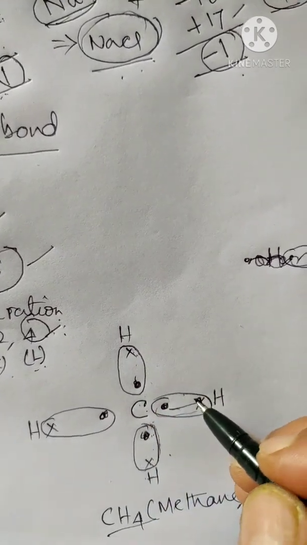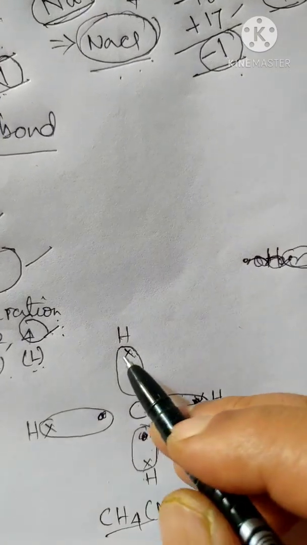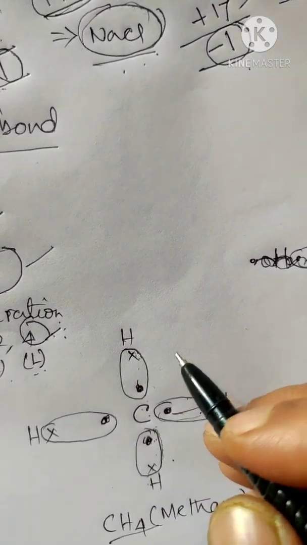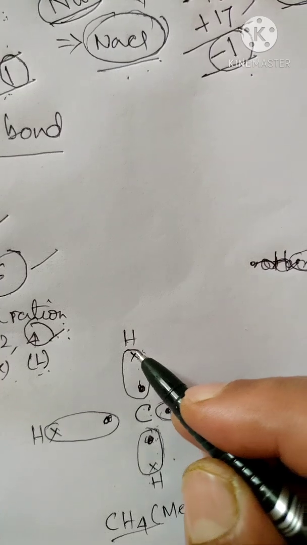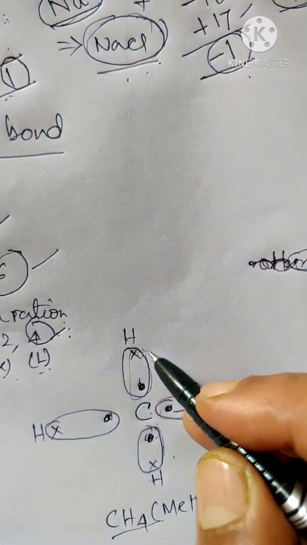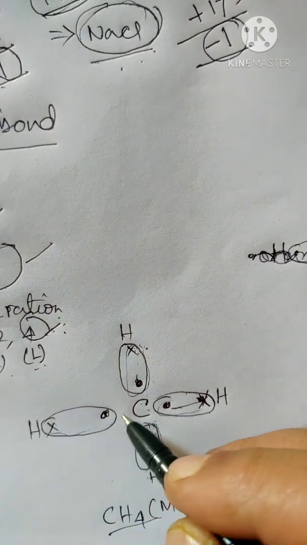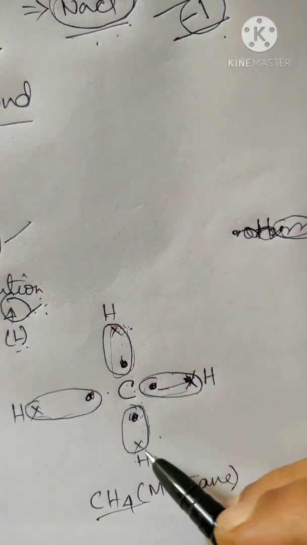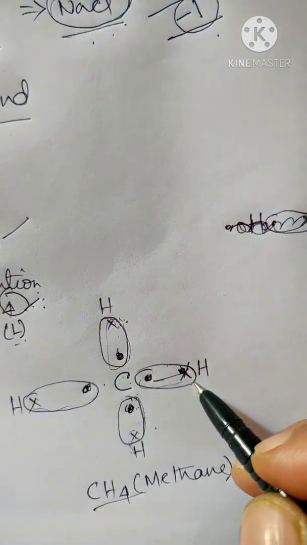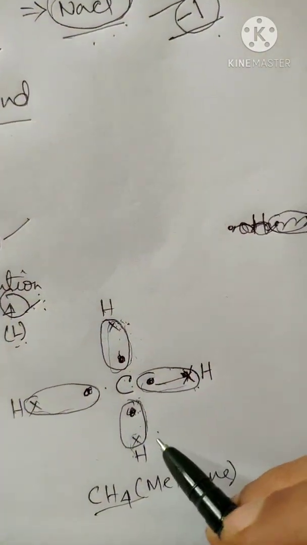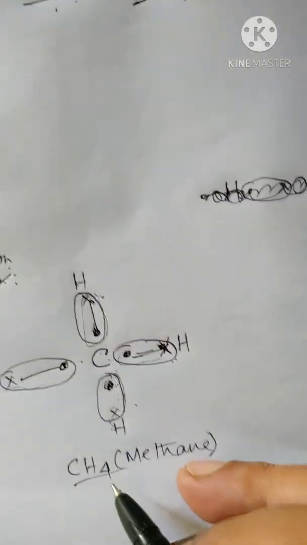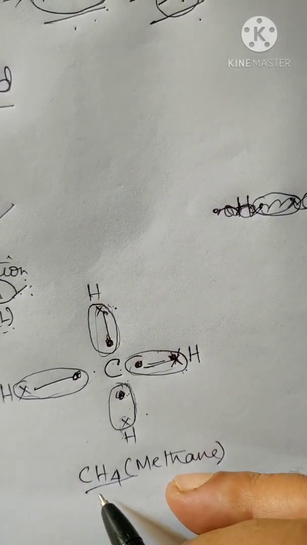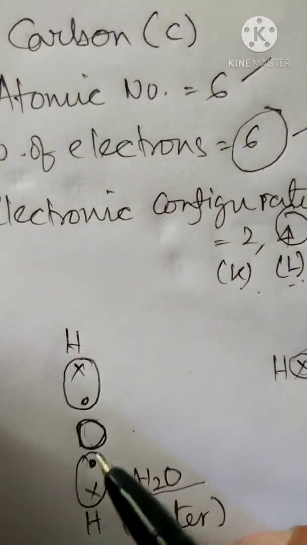Hydrogen also cannot release or accept 1 electron, as it has atomic number 1. So what can hydrogen do? It can only share its 1 electron with a carbon electron. In this way 4 hydrogen atoms come here and share their electrons with carbon. The bond formed by this sharing is called a covalent bond, and the compound formed, methane, is called a covalent compound.